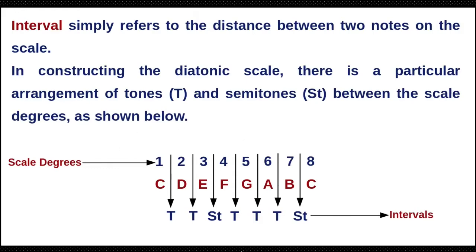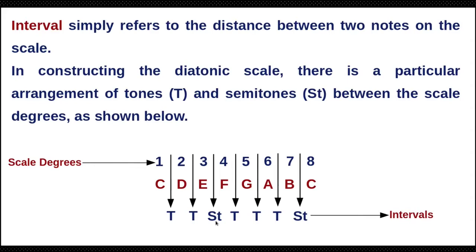So this is just a simple construction of the C natural scale. There's a particular arrangement of tones, that is whole steps and semitones, half steps, in the scale degrees as shown below. You observe that between the first and second degree we have a tone, that's a whole step. Between the second and third degree of the scale we have another whole step or a tone. Between the third and fourth degree will always be a half step, that's a semitone.